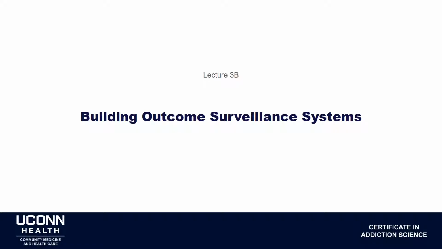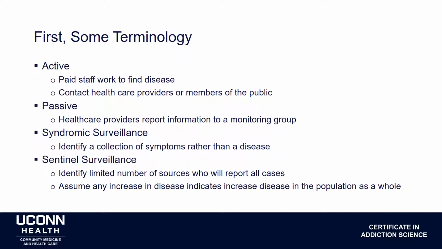Policy surveillance systems are great. We want to be able to track changes in policy over time, but they really aren't all that useful unless we have other surveillance systems which are measuring our outcomes, whether the outcome is alcohol consumption or substance consumption, or the consequences of overuse of any substance. But before we get into some of those systems, there is some terminology you should be familiar with because there's different ways to do outcome surveillance.